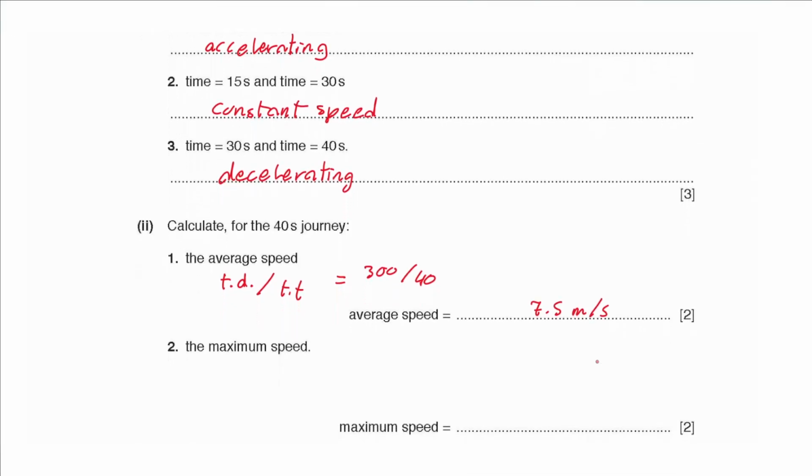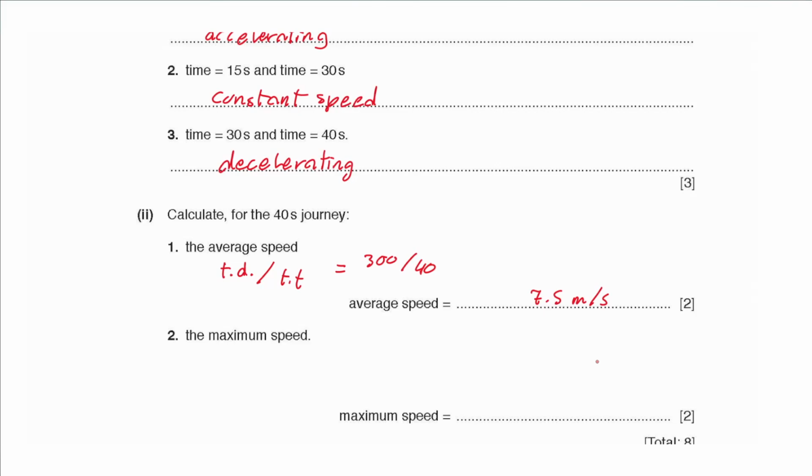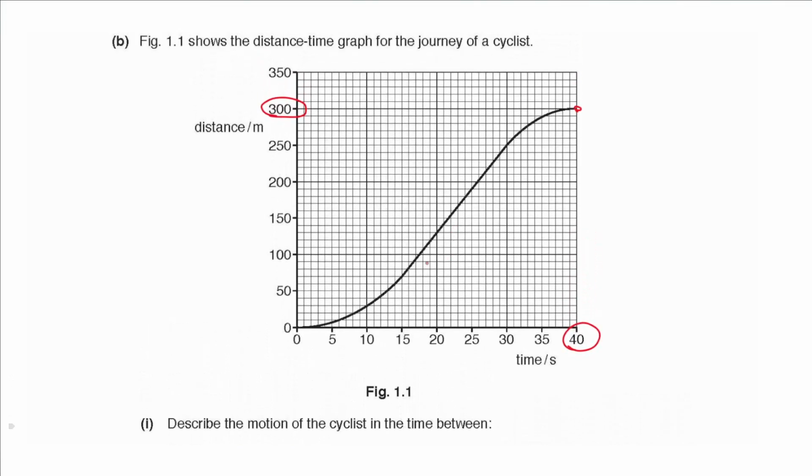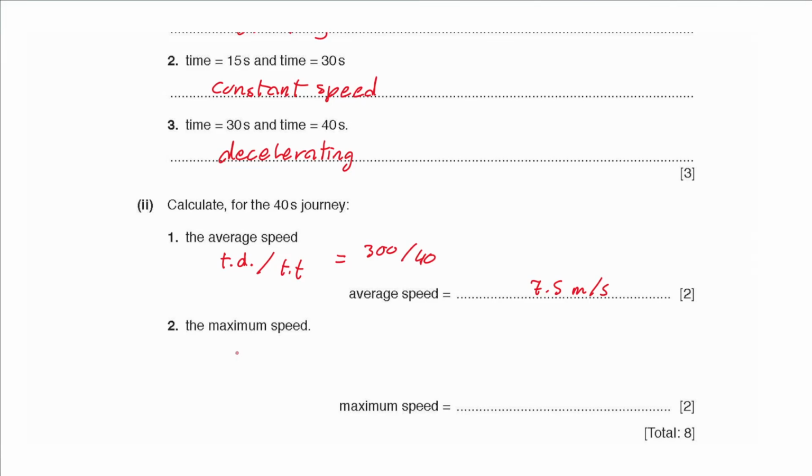And part 2 says calculate the maximum speed, which we can get from the gradient of the graph. The part with the maximum gradient is between 15 seconds and 30 seconds, and we can use these points as the coordinates for a gradient. So y2 is 250, y1 is 70, and x1 is 15, x2 is 30. First we mention the equation that the speed is equal to the gradient, and then we substitute. We have 250 minus 70 divided by 30 minus 15. That gives an answer of 12 meters per second.